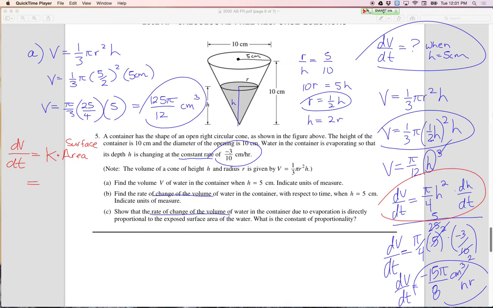Oh, so would the negative 3/10 be our constant? We'll get to that in a second. Okay, so I want to show that 3/10 is going to come in, but not like you think it is. I want to show that the rate of change for volume is some number times the surface area.